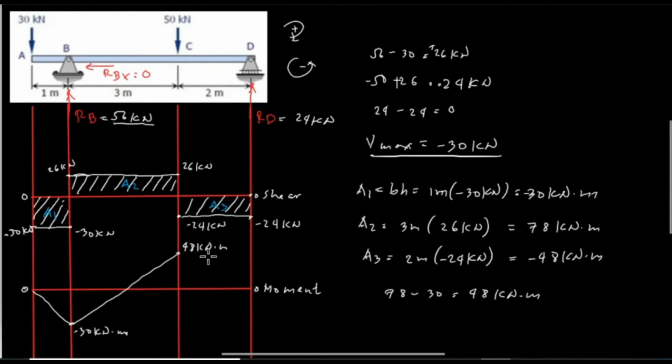We have 48 kilonewton meter, and the last area is area 3, and area 3 is negative 48 kilonewton meter. So 48 kilonewton meter minus 48 is equal to 0, and no load from C to D, horizontal line, and the next line is diagonal, which means 48 kilonewton meter down to 0. So 48, a straight diagonal line, and we need to close the moment, and we have a value of 0. Shaded area.